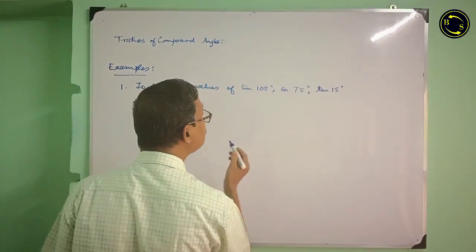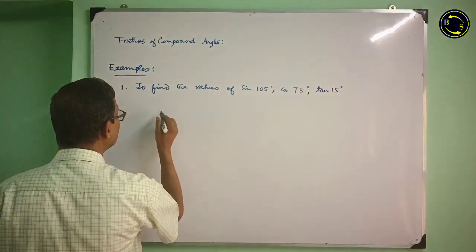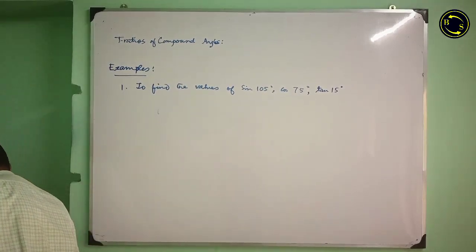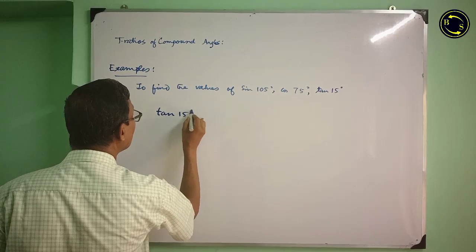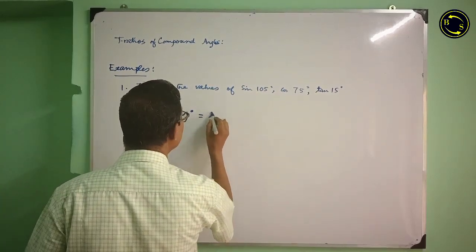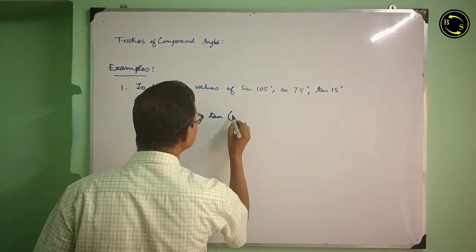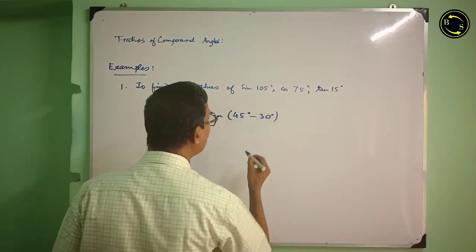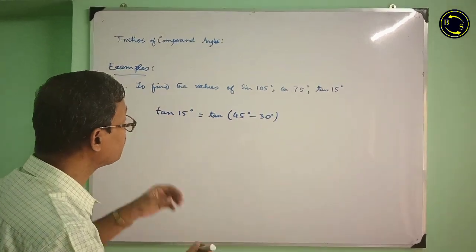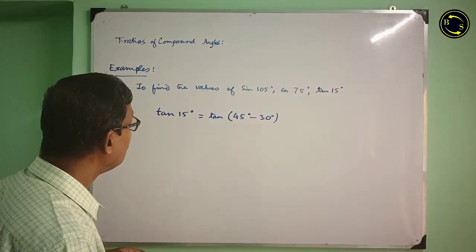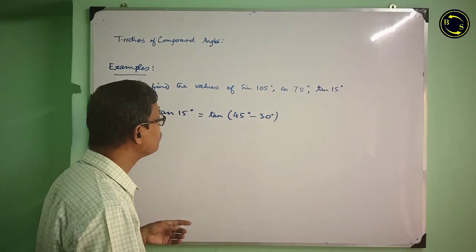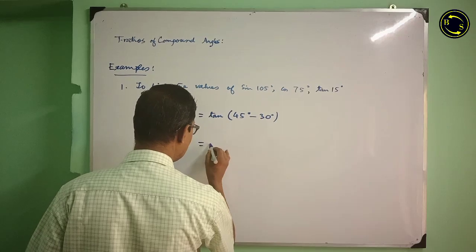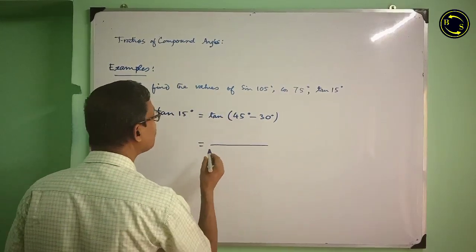Now let us find the value of tan 15 degree. Now 15 degree can be written as 45 degree minus 30 degree. Also you can take 60 degree minus 45 degree also. Now we apply the formula.